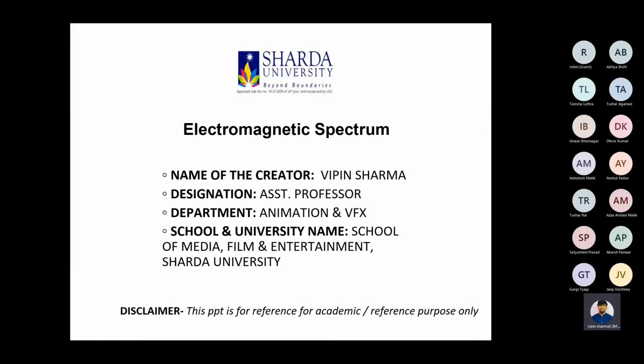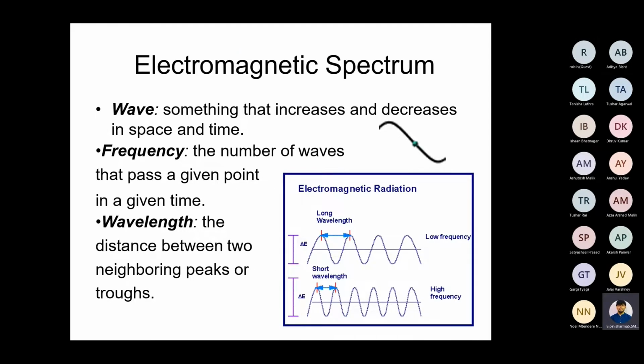So it's the electromagnetic spectrum. It depends on how the wavelength comes and how we recognize the colors, right? So what about waves? Waves are something that increases and decreases in space and time. We can see a wave in a heartbeat, we can find it in an ECG. So it's a kind of wavelength.